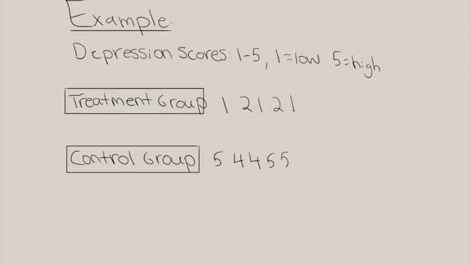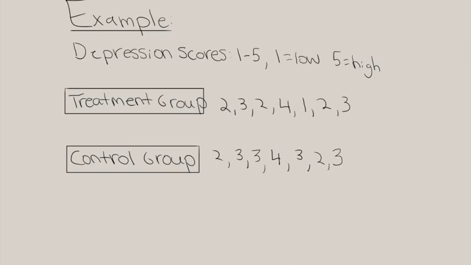So here's some sample results, and here, as we can see, the treatment group has very clearly lower rates of depression with all 1s and 2s. There's no overlap between the numbers, and the control group is much higher in depression, which is what we would expect if the treatment was effective. But in real life, data doesn't usually look like this.